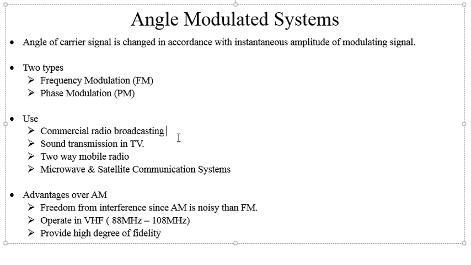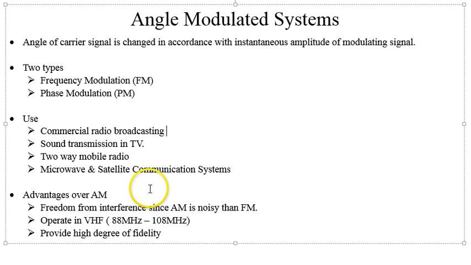Sound transmission in television, that means the sound transmission of television is in FM, frequency modulated, while the picture is amplitude modulated. Now the third application is two-way mobile radio. This application is related to phase modulation schemes because these schemes are useful for two-way mobile radio. Now the last application, microwave and satellite communication, where frequency modulation schemes are very common.